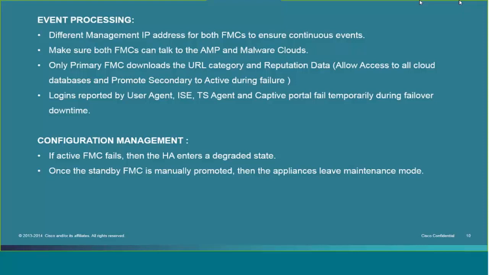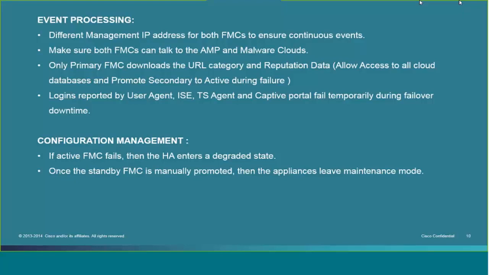Let's talk about how URL category would work. We need to manually ensure that the databases are downloaded and up to date on both the active and the secondary FMC. Since the transition from active to standby is not automatic and has to be done manually during the time of a failure, ensure that the secondary is active. Only then will it start communicating to the cloud to get all the disposition and the information that is needed.